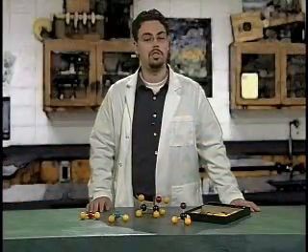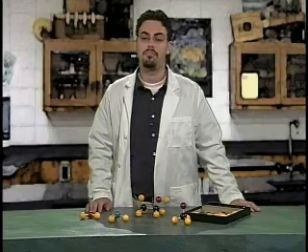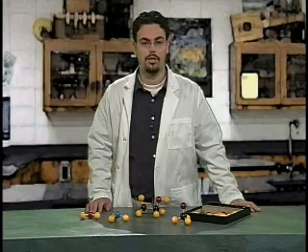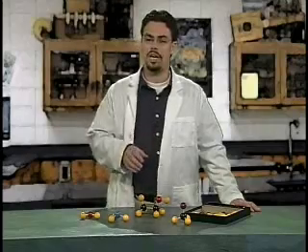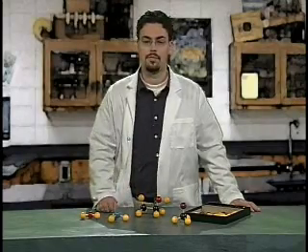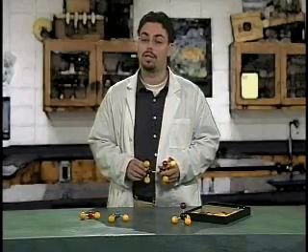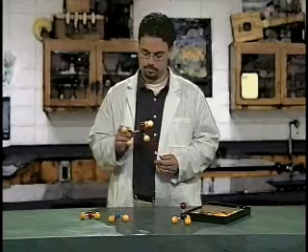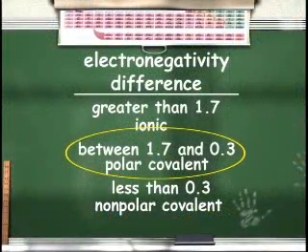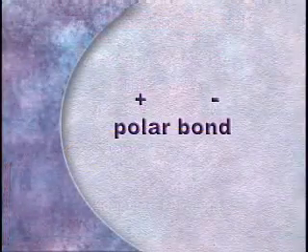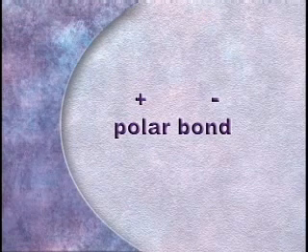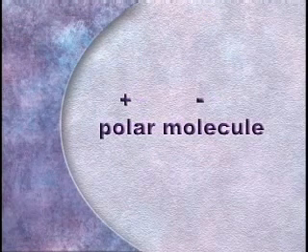Now we're going to use our knowledge of molecular geometry to determine if molecules are polar or nonpolar. You will remember that we have already discussed how to determine if a bond is polar. We are going to combine that knowledge with molecular geometry to explain polarity in molecules. You will recall that a bond is considered polar if the electronegativity difference is between 0.3 and 1.7. You will also recall that a polar bond has a positive end and a negative end. Well, so does a polar molecule.